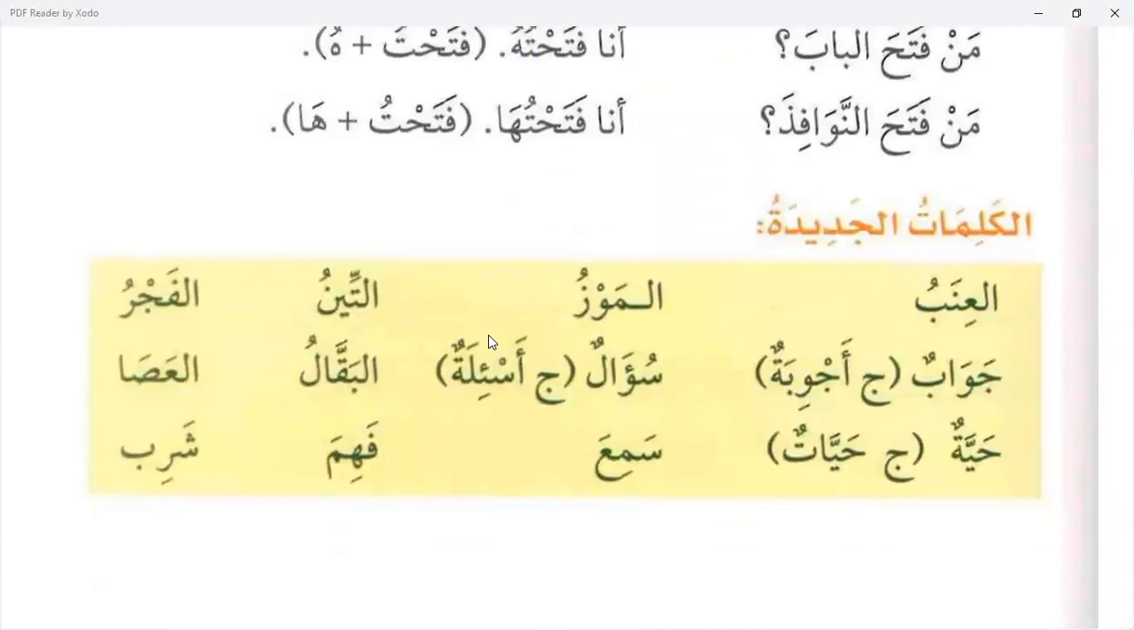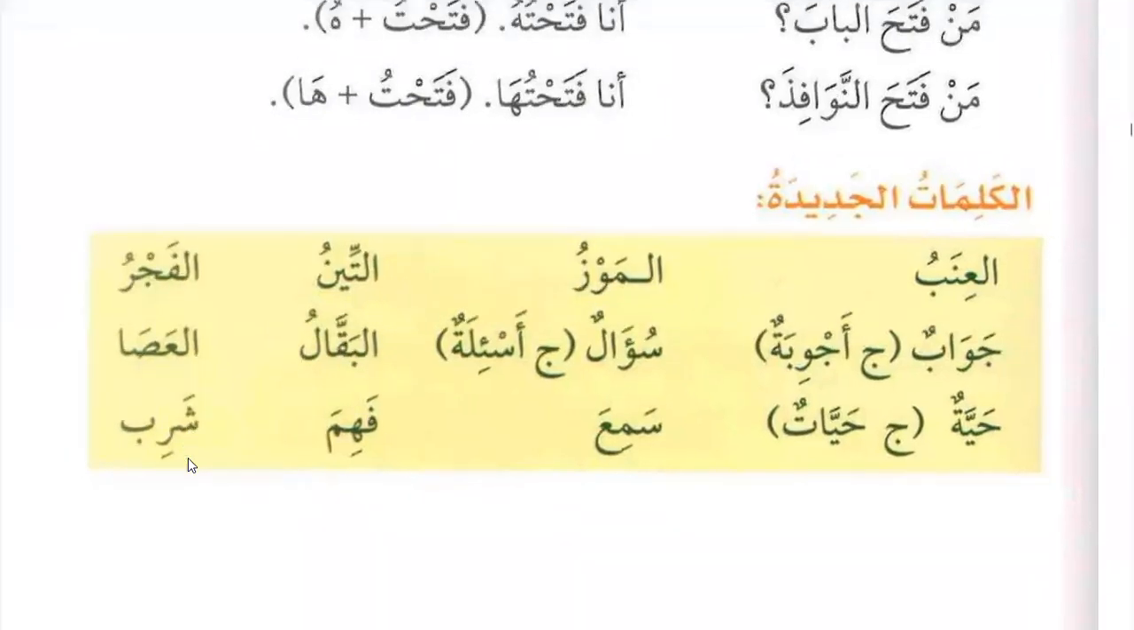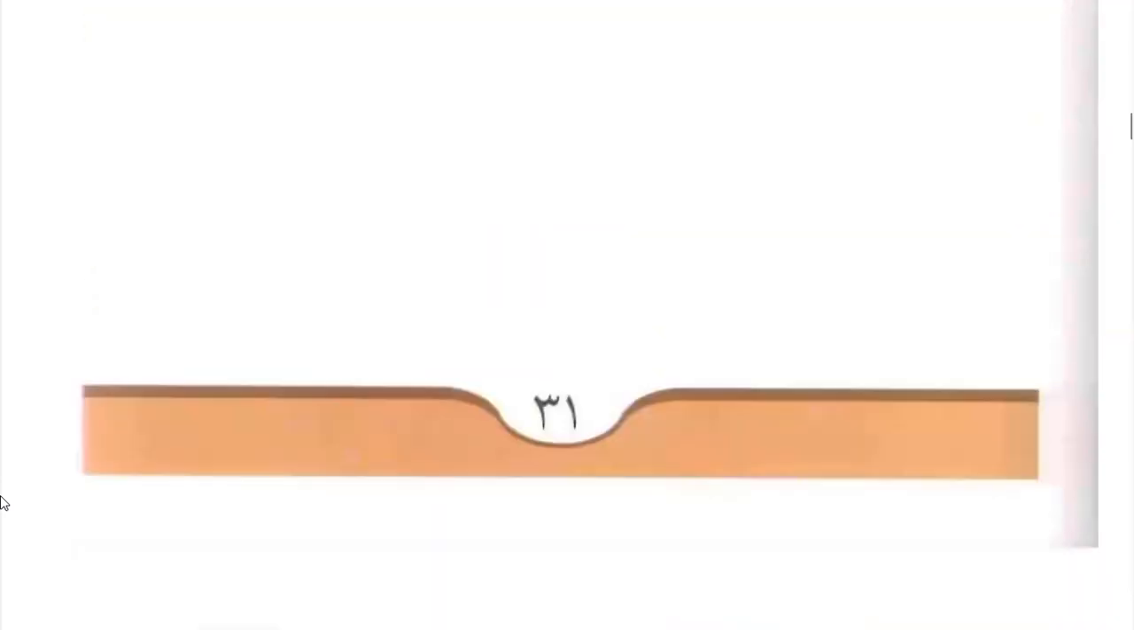Al-Kalimatu Jadida. Al-Inabu, the grapes. Al mawzu, the banana. At-tinu, the fig. Al fajaru, the fajr. Jawabun, mufrad; jama, ajwiyatun. Sualun, mufrad; jama, as'ilatun. Al bakkalu, grocer. Al asa, the stick. Hayyatun, snake. Sami'a, samia, understand. Shariba, drink. He drank.